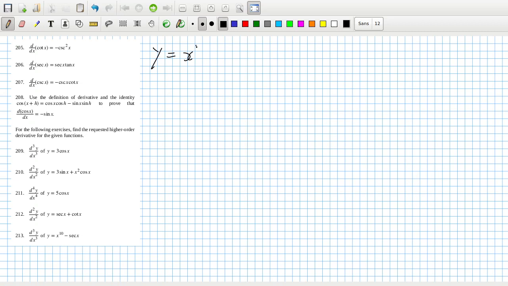Y equals x power 10 minus sec x, which is 1 over cos x. So the first derivative is 10 x power 9 minus, and then the bottom squared, bottom times the top, minus the top times the derivative of the bottom. So that's, I've got to be careful with my signs, minus the top times the bottom, which is minus sine, so plus sine. But there's a minus in the front. I'm going to leave it like this so I can differentiate again.